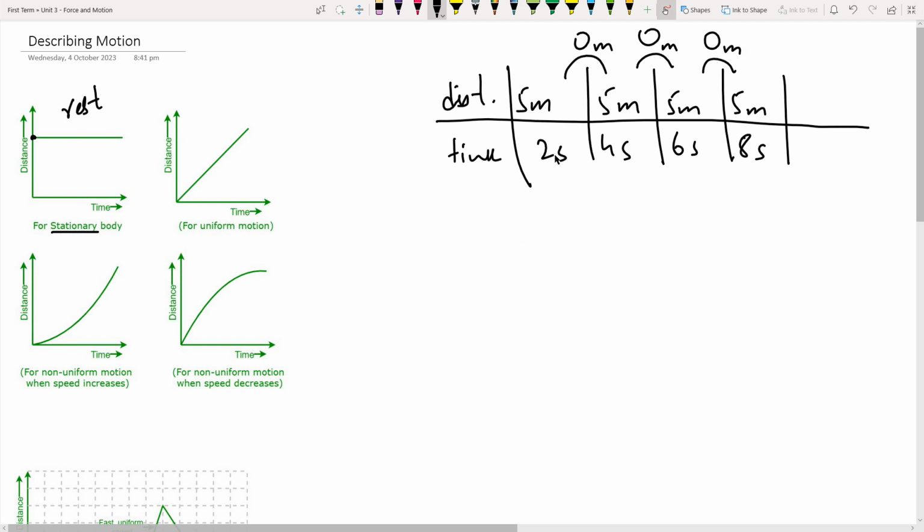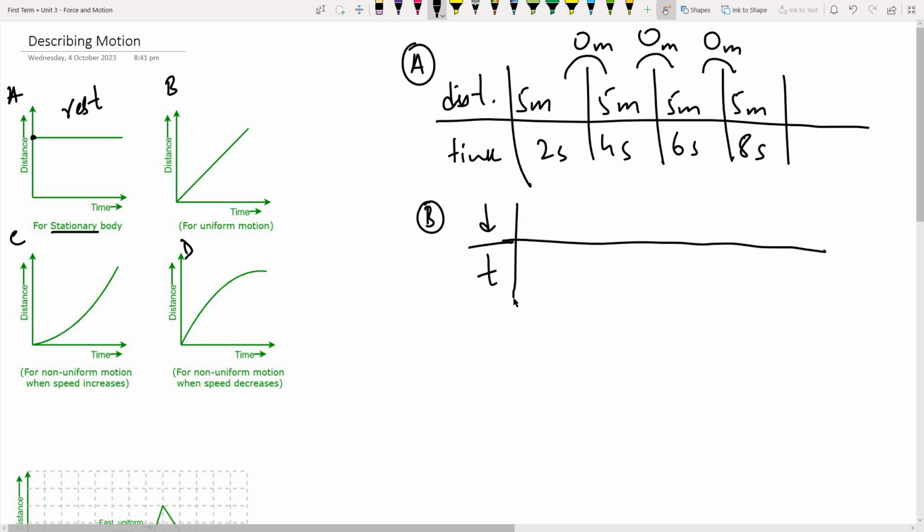Now compared to this, let's call this A, B, C, and D, right? So this is A. So for B, I'm going to write D by T. I'm not going to write the whole thing now, I'm just going to represent it as D or T. So this is 5 meters, 10 meters, 20 meters, oh sorry, 15, yeah, and then 20, right? 15 meters, then we have 20 meters, right?